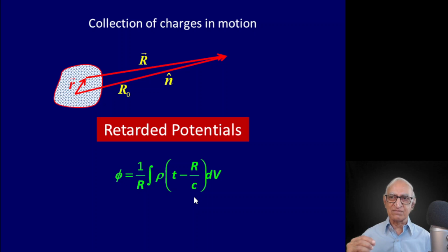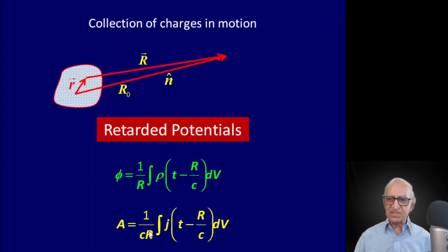It is the time it will take for electromagnetic radiation to reach from there to there. So that is the concept of the retarded potential. Similarly, the vector potential is 1 over c times R, the integral of the current integrated over the volume.